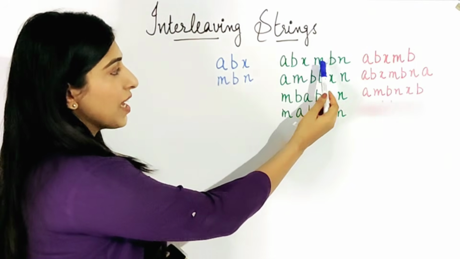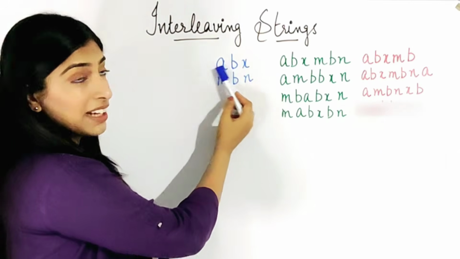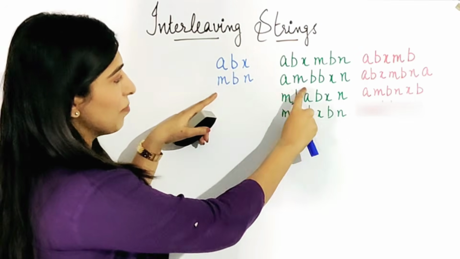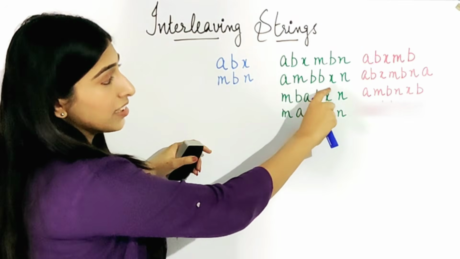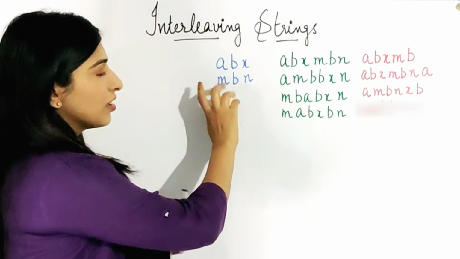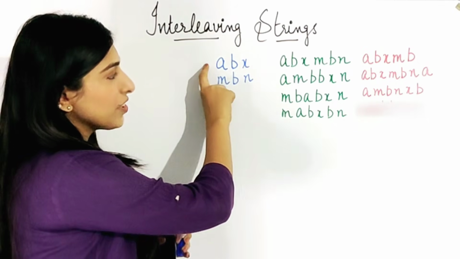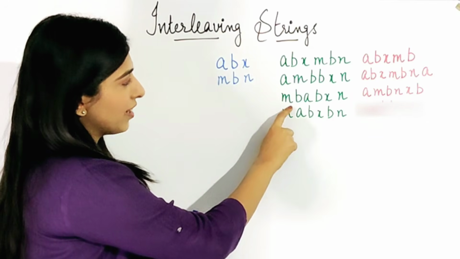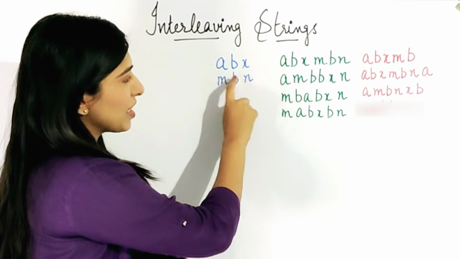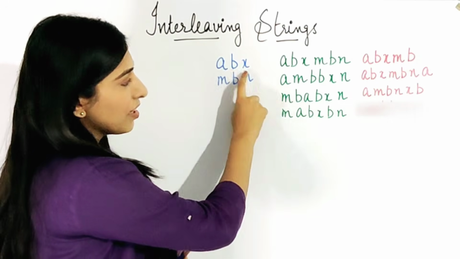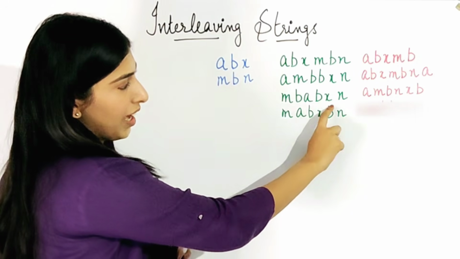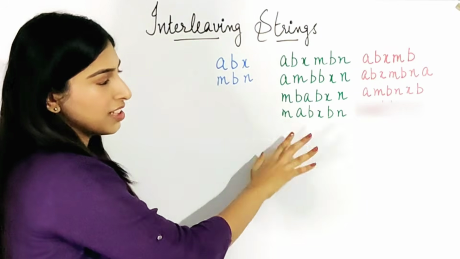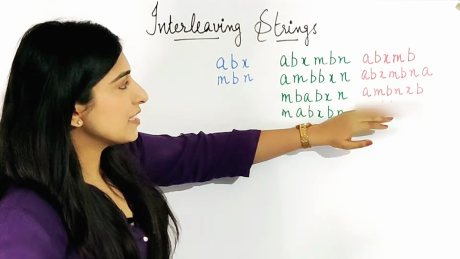If you notice, ABX, MBN has the same order as in these two strings. Similarly, here also you can see AM, BB, XN. The order is preserved. Now, it is not necessary that the first string should always start. The second string can also start. Okay, so M is okay. Then this B is coming from the second string. Then this A is coming. Then B, X, B, N. Right? So the order is preserved. It's fine. Similarly, here also the order is preserved. It's fine.